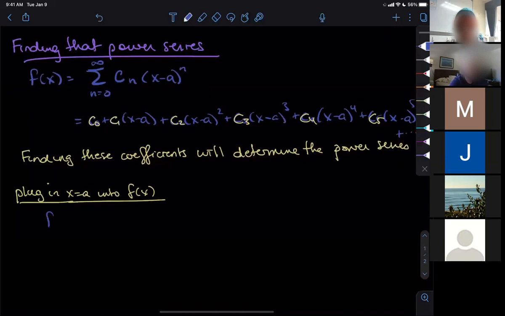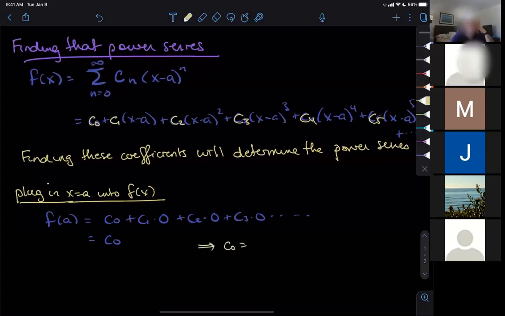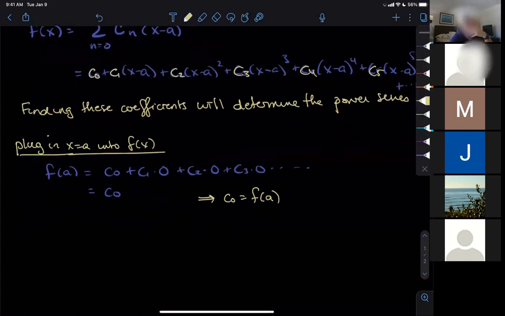Okay, on the left-hand side, I'm going to get f of a. On the right-hand side, I'm going to get c0 plus c1 times 0 plus c2 times 0 plus c3 times 0. All those guys are 0. x minus a is 0, so square it, 0, cube it, 0. So it's just c0. And the good news from that is now we know what c0 is. c0 is f evaluated at a. Okay, so we got one of them down. We figured this one out.